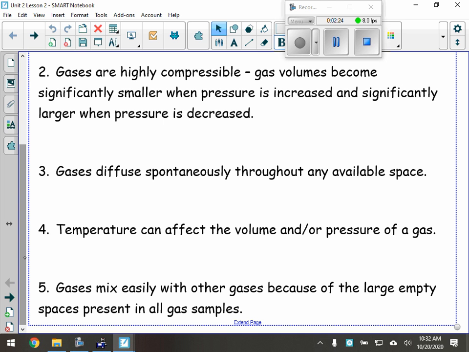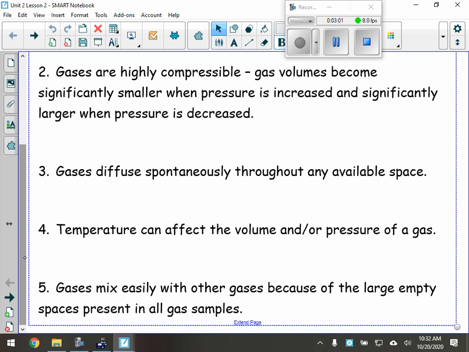Gases diffuse spontaneously through any available space. Right now, gases are probably escaping underneath the door, and some are probably coming back in. If I put all the gas into this container, or you open up a propane cylinder and decide to open it up, all the gases are going to leak out into their environment. Same thing with a propane cylinder. If you decide to turn it on, there's a safety valve, but you push that, and you could leak out all the propane. So gases will diffuse through any available space.